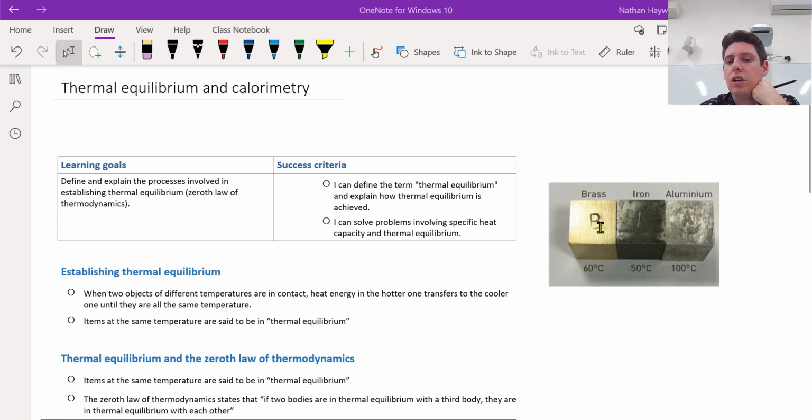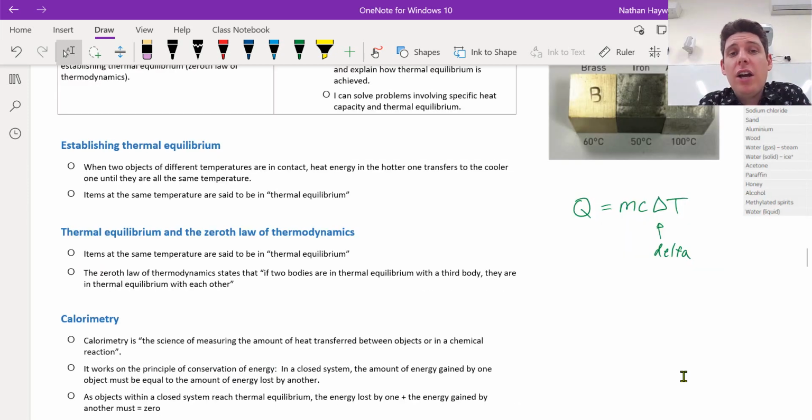So you can see here I've got an example, three pieces of metal: brass, iron, aluminium. They all have different temperatures. Eventually, the heat is going to transfer and all three of them are going to become the same temperature and have thermal equilibrium. Okay, so let's dive into this a bit further.